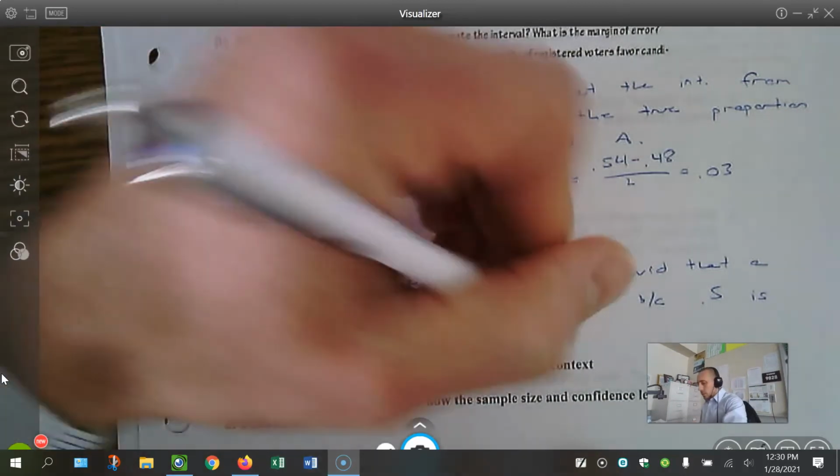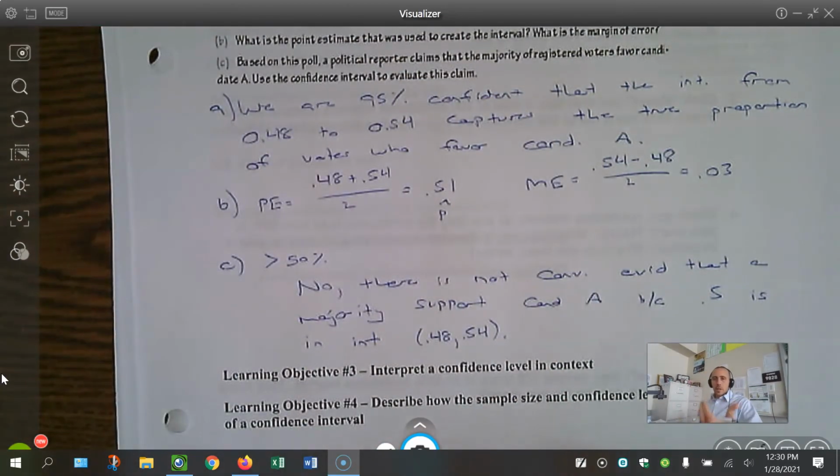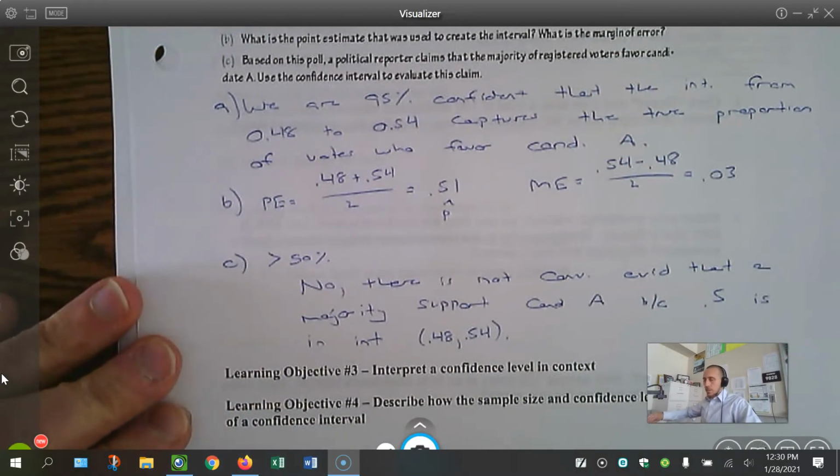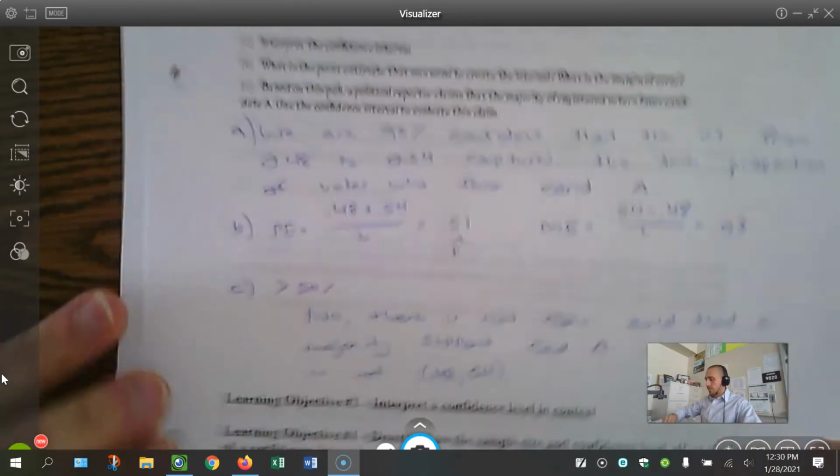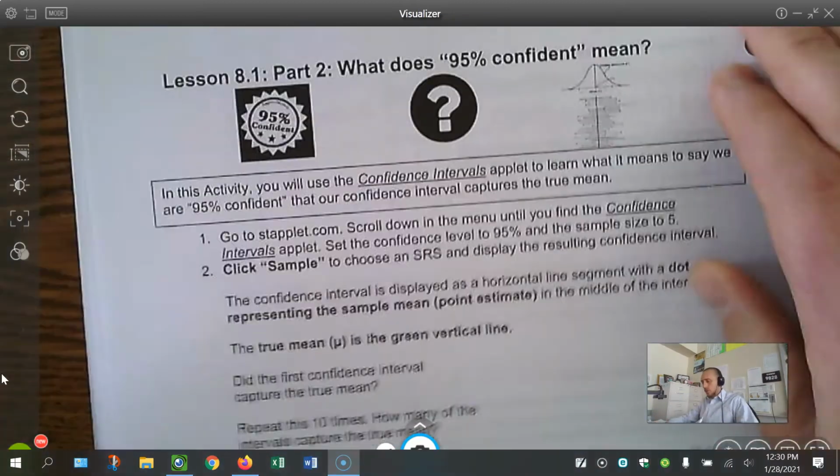What we would need is a confidence interval that is entirely over 50%. So it could have been like 51 to 56%, something like that would lead me to have evidence that yes, they do have the majority of the votes. All right, let's move on to part 2.